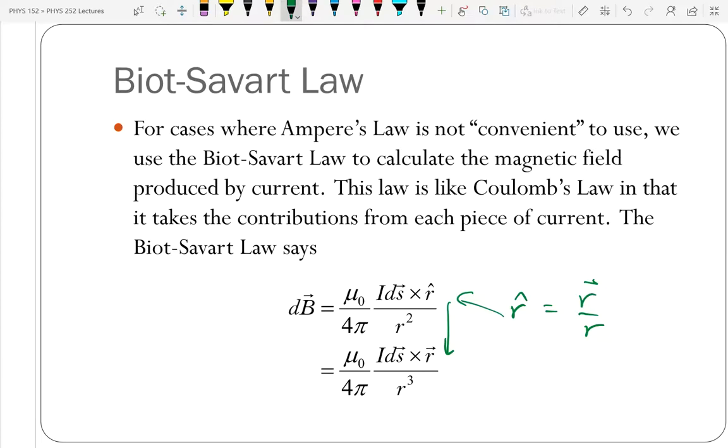But you do it in very much the same way that we did Coulomb's law for finding electric field. You're going to take dB and find the vector components of dB. So you have that cross product, you find the direction from the cross product, you find the magnitude by evaluating the cross product. The ds cross r is going to have a sine theta, where theta is the angle between ds and r. So you find your magnitude and direction, break it into components, and then you integrate each component.